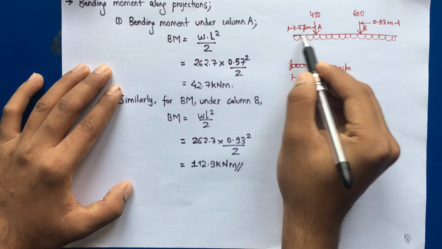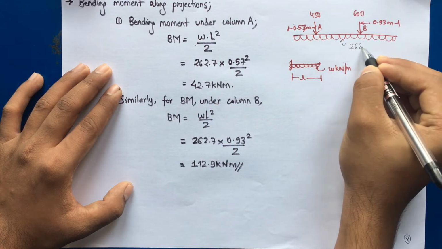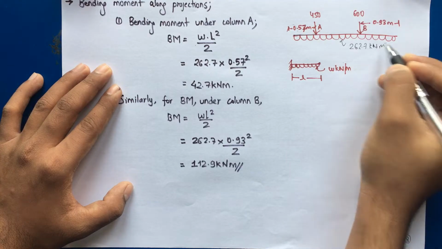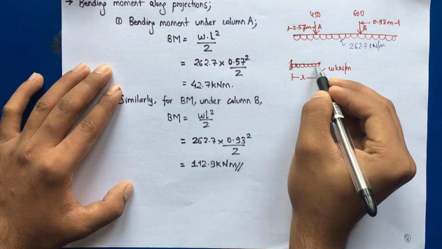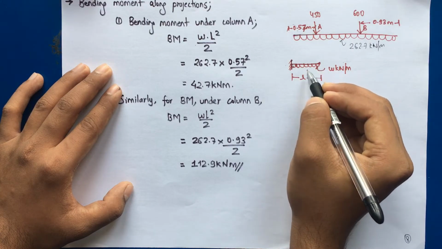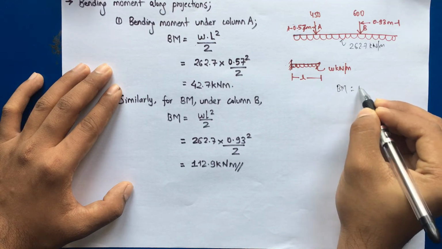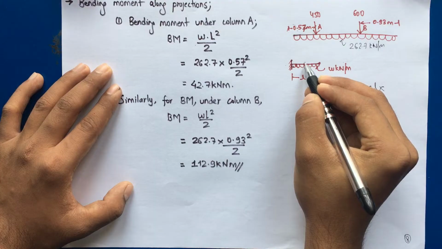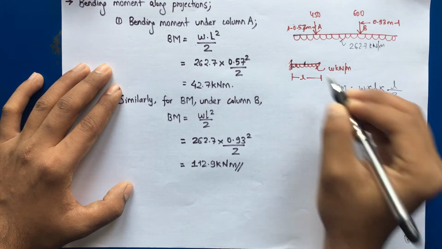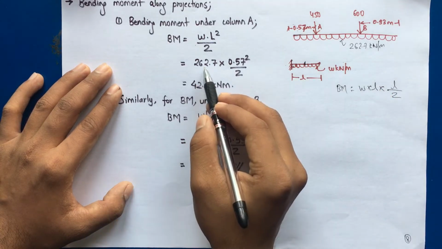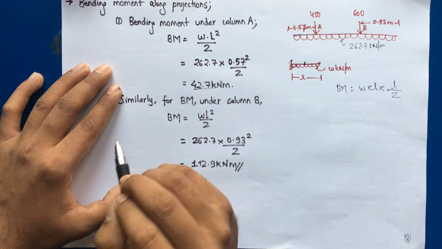The length of the projection is 0.57 and W is 262.7 kilonewton per meter. You can understand this with the column face as a fixed end, and this portion acting as a cantilever beam. We calculate the bending moment as W into L into L by 2, the centroid of the UDL. So 262.7 into 0.57 square by 2 comes as 42.7 kilonewton meter.